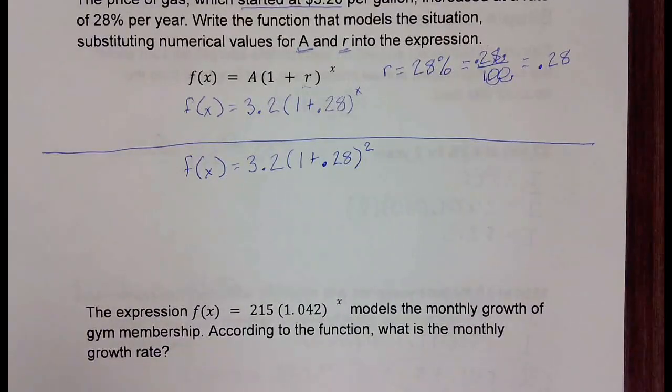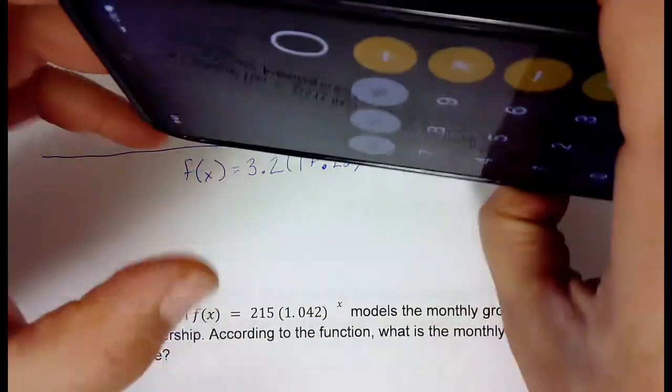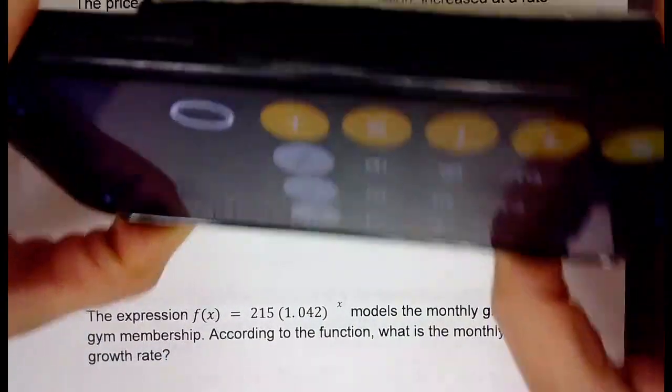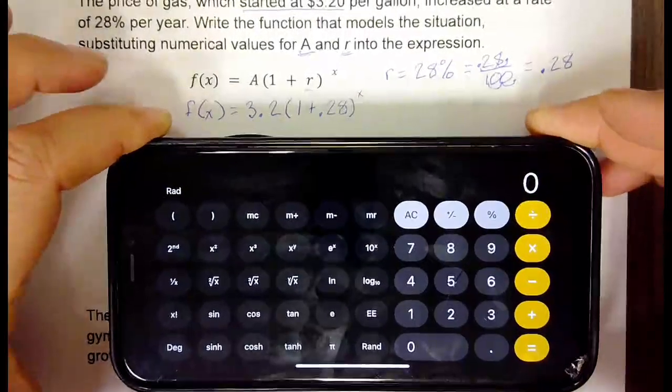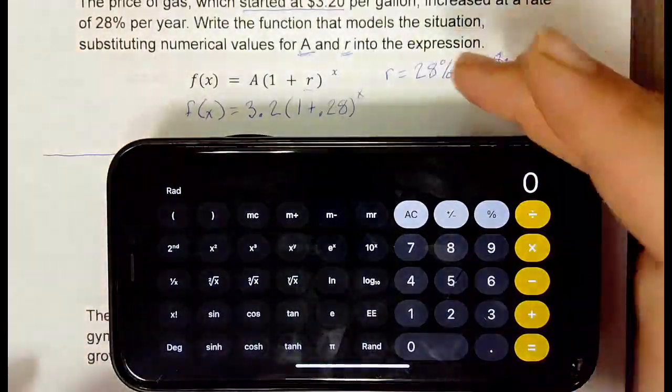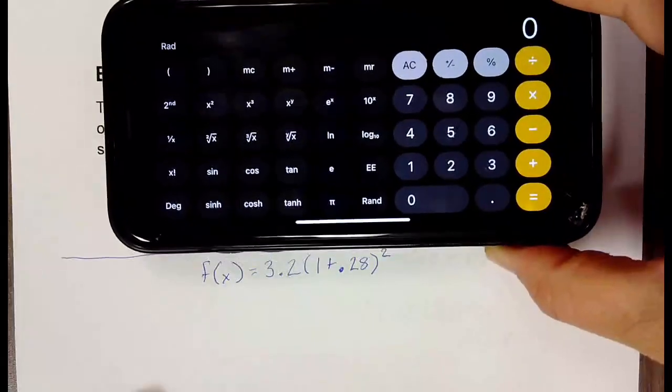On an iPhone, you can turn your calculator into a scientific calculator by literally turning it. Let's see if it'll try again. I've got to unlock my orientation. And by turning it, I made it into a scientific calculator. I'll move this up here so we can see.